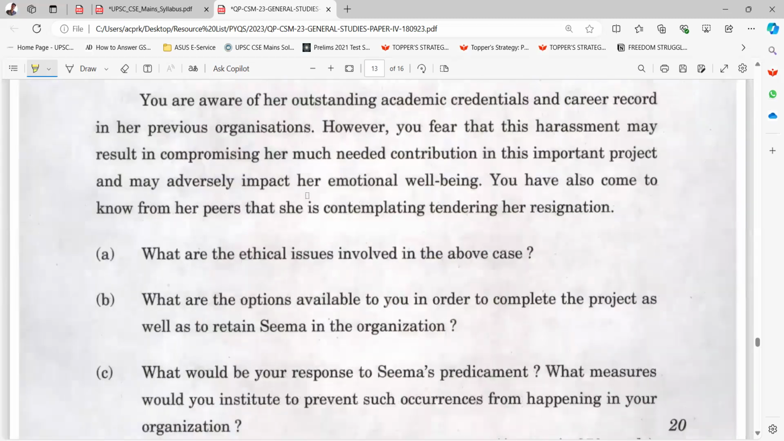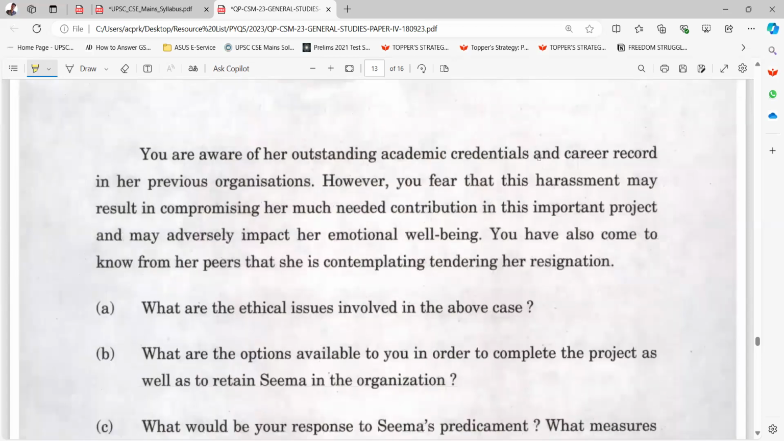You are aware of her outstanding academic credentials and career record in her previous organizations. However, you fear that this harassment may result in compromising her much needed contribution in this important project and may adversely impact her emotional well-being. You have also come to know from her peers that she is contemplating tendering her resignation.